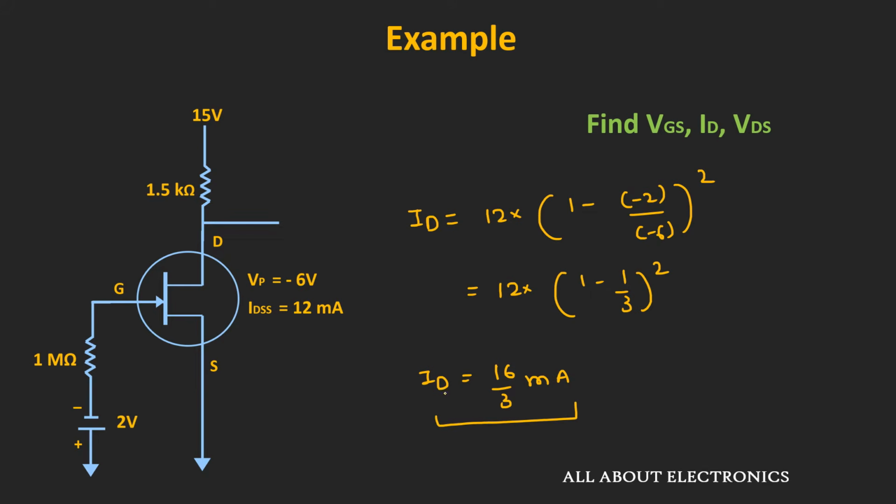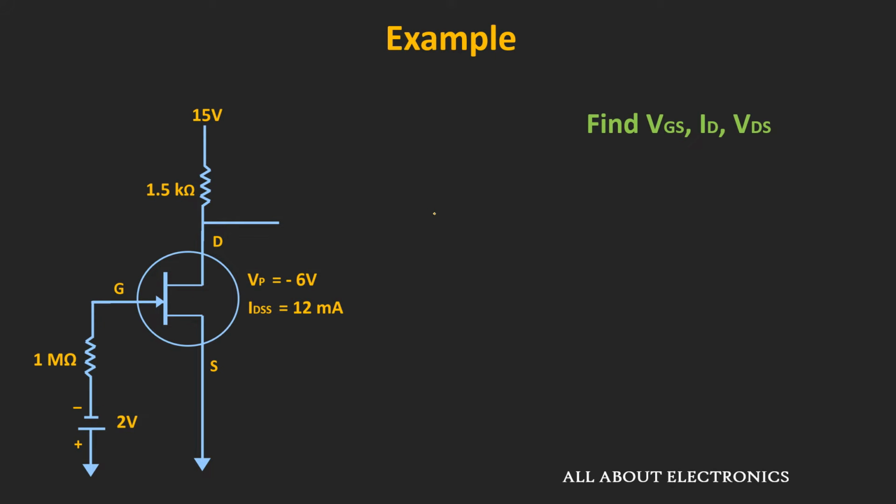So this drain current ID will flow through this JFET. And once we know the value of this drain current ID, then we can easily find the voltage VDS. So as we have seen, this voltage VDS can be given as VDD minus ID times RD. And here the value of VDD is equal to 15 volt and the current ID which we have found is equal to 16 by 3 milliampere.